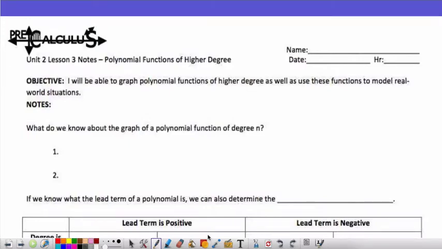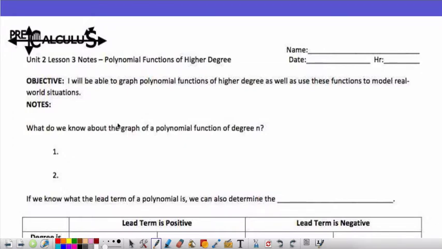Okay, welcome to the video for 2.3 polynomial functions of higher degrees. So after this section, you will be able to graph a polynomial function of higher degree as well as use these functions to model real-world situations. In this video, we're just going to work on the graphing here.